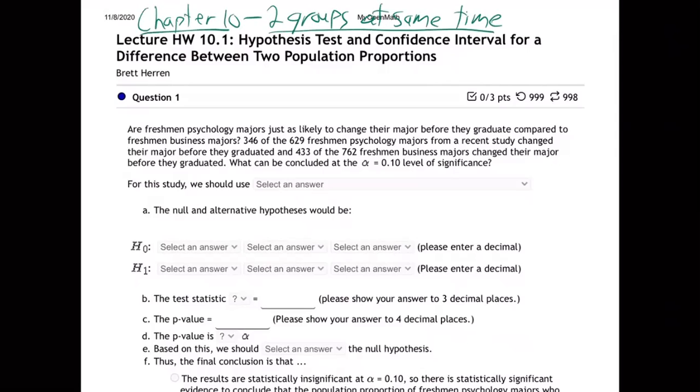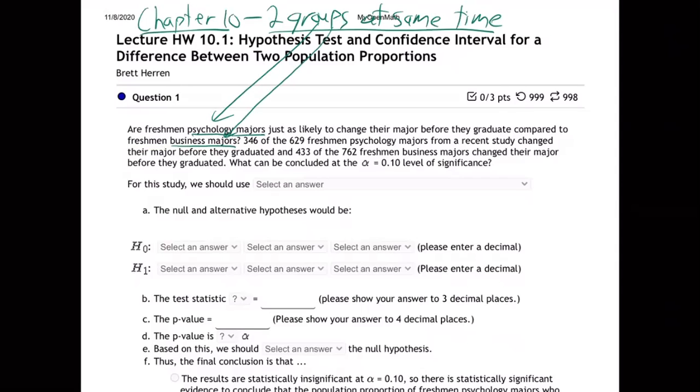So let's see this on the first question here. Are freshmen psychology majors just as likely to change their major before they graduate compared to freshman business majors? See how we're talking about 2 groups right away? We're talking about psychology majors and business majors. 2 groups. Psychology majors and business majors. That's what this whole chapter is going to be about.